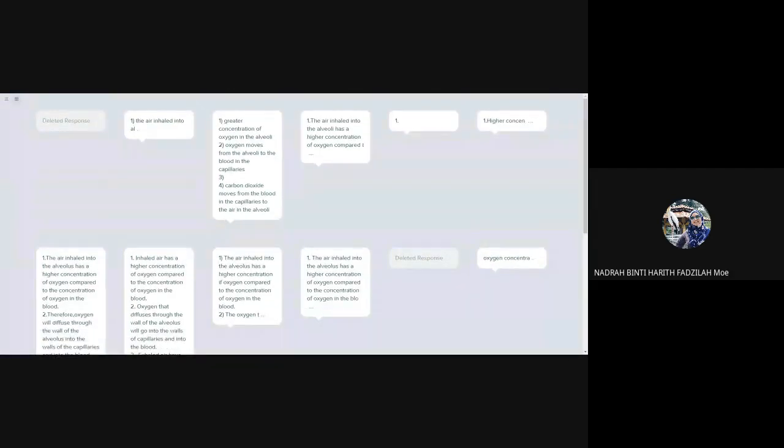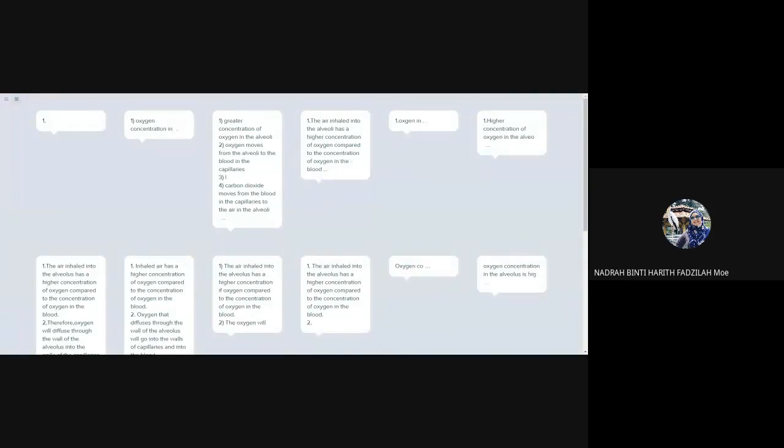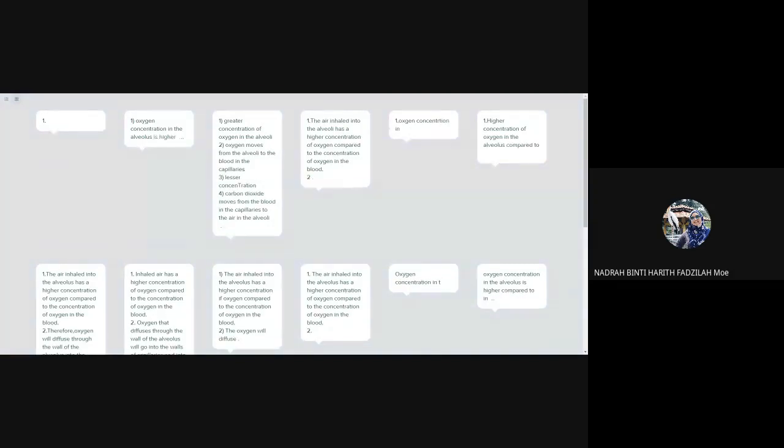Okay, in simpler form, kalau nak jawab lebih simple, oxygen concentration in the alveolus, sebab ada satu je kan. Sorry, since I wrote the alveoli, most of you write alveoli, tak ada masalah, tak salah pun. Okay, I repeat, oxygen concentration in the alveolus is higher compared to in the blood capillary.